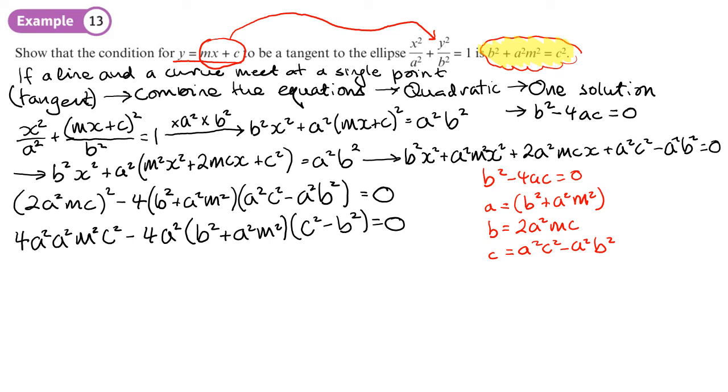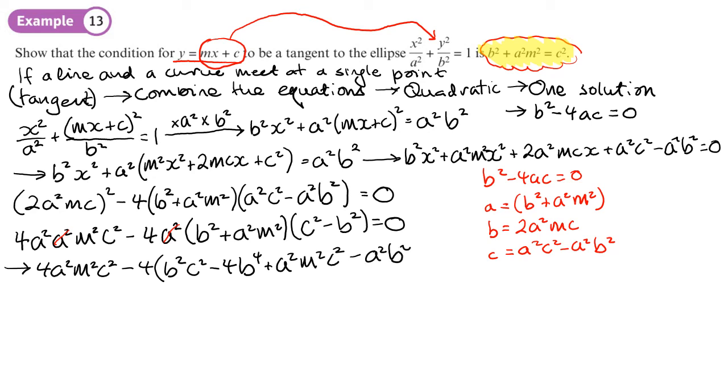I can divide through now by a squared, so they cancel out. So that will just leave me with 4a squared m squared c squared minus 4. And what I'll do, I'll expand the brackets as well. So I'll have 4b squared c squared minus 4b to the power 4 plus a squared m squared c squared minus a squared b squared m squared equals 0.